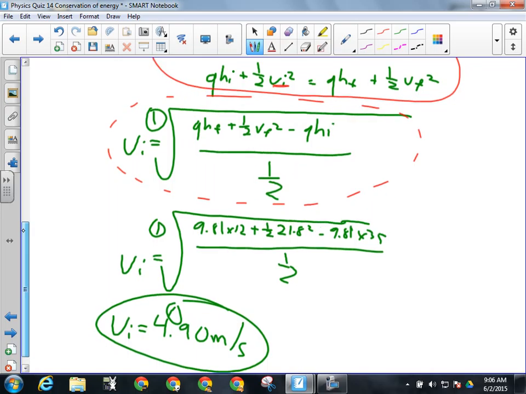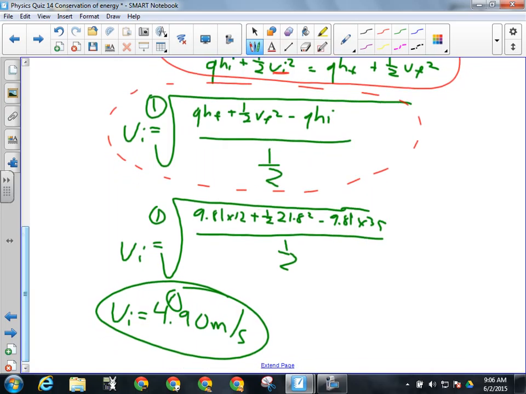You can give them a mark if they plugged in their numbers correctly: 9.81 times the final height of 12, plus 1/2 times the final velocity, or final speed, sorry, of 21.8 squared, minus the initial potential, 9.81 times 35 over 1/2. And give them their sixth and final mark if they got that it was moving at 4.90 meters per second at the top of the ramp.